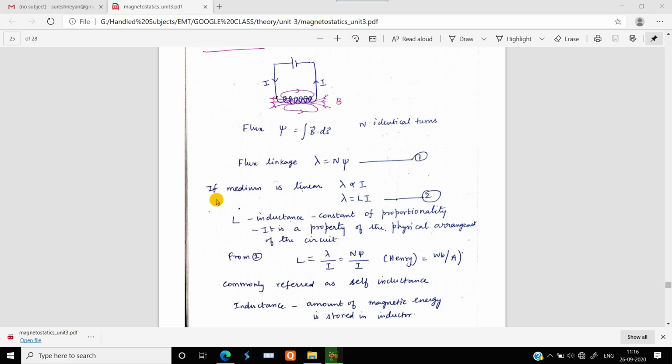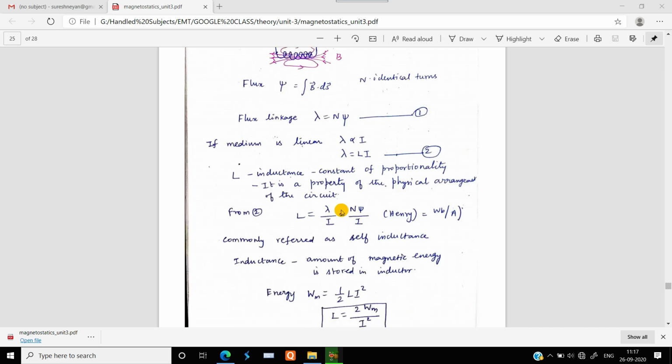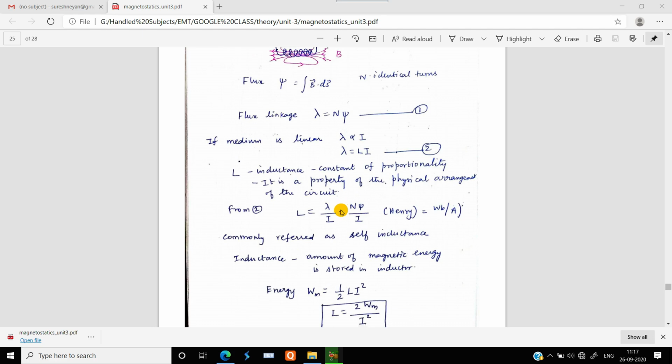This is represented for the linear case. If the medium is linear, that is, we have only the air core and no ferromagnetic material, then lambda is directly proportional to I. This proportionality constant is L. This L is represented as the inductance, or the constant of proportionality.